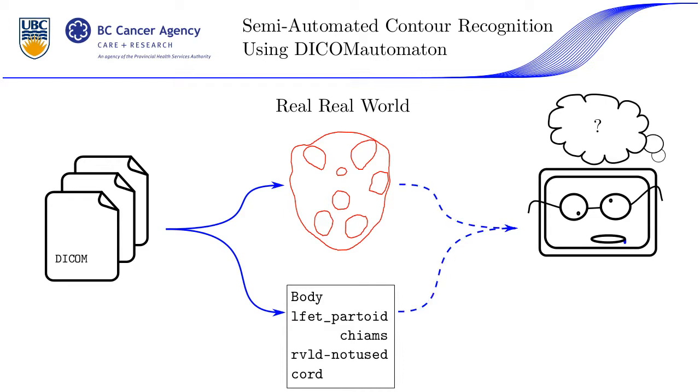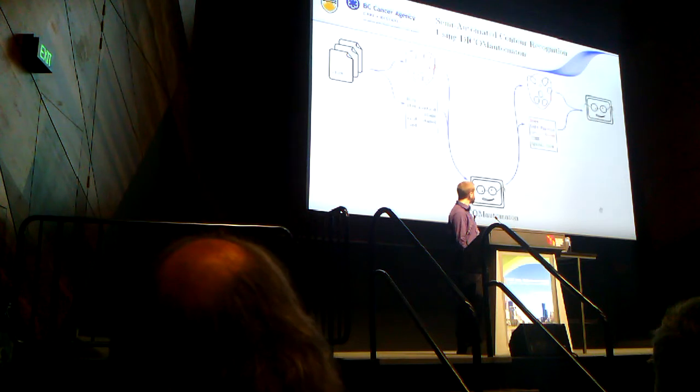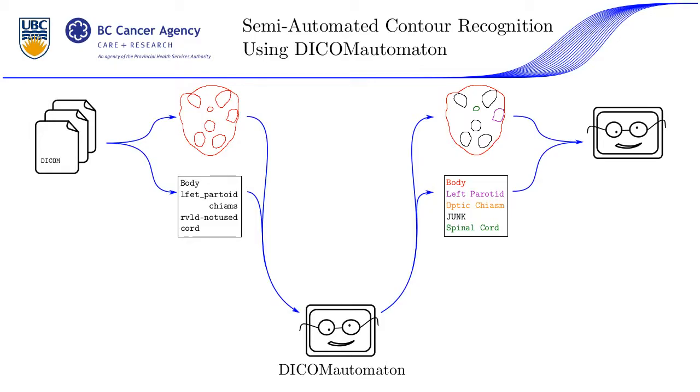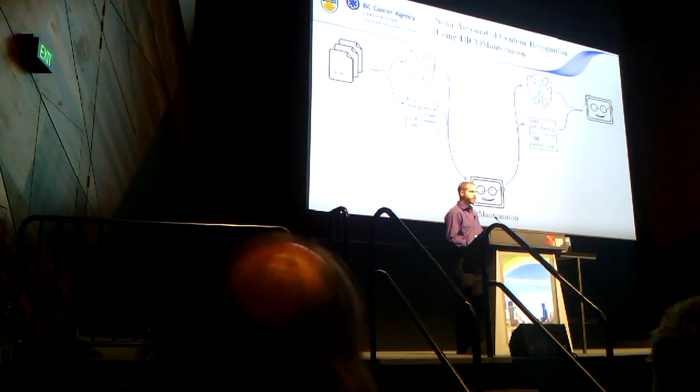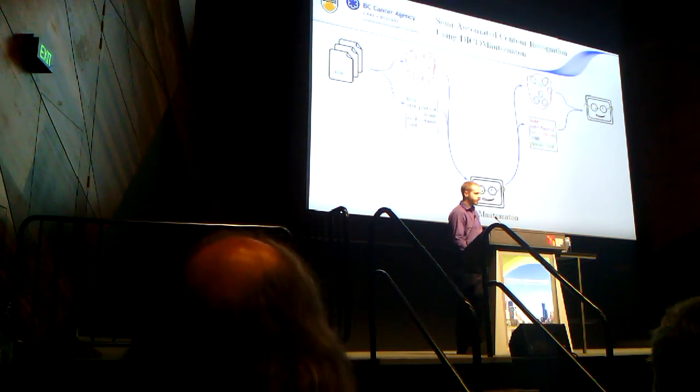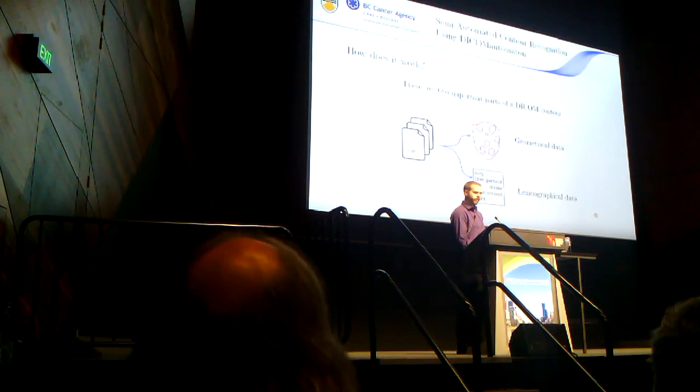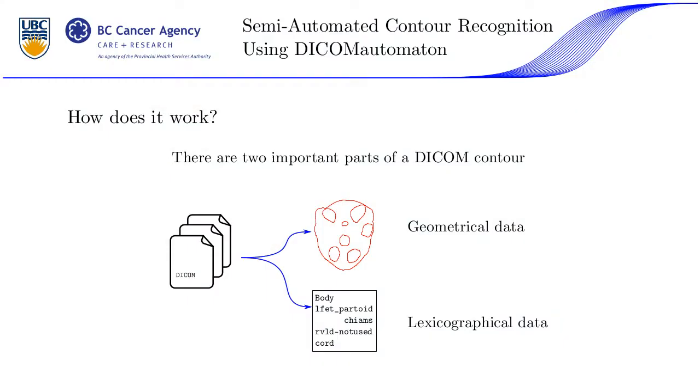So if this program is looking for the left parotid, it's going to encounter a lot of difficulty determining which contour that refers to. DICOMautomaton is a shim that fits between the data as it exists in a DICOM file and the data as your program needs it to run through. It overcomes contour labeling issues and idiosyncrasies, and lets your program chew through data. So how does it work?